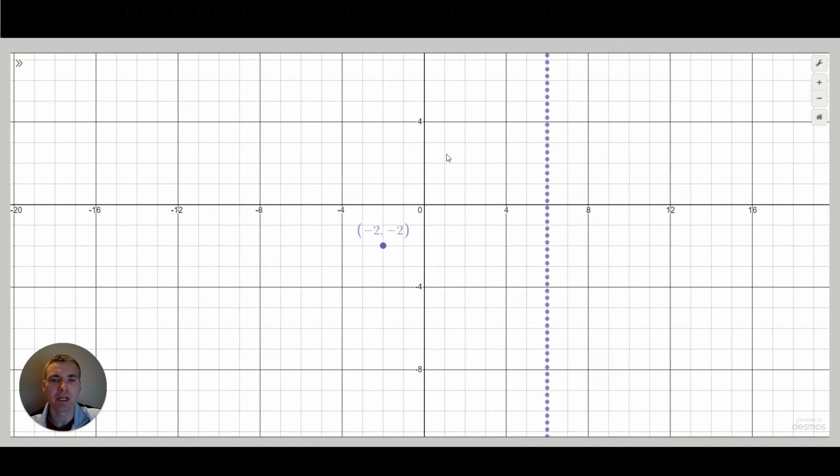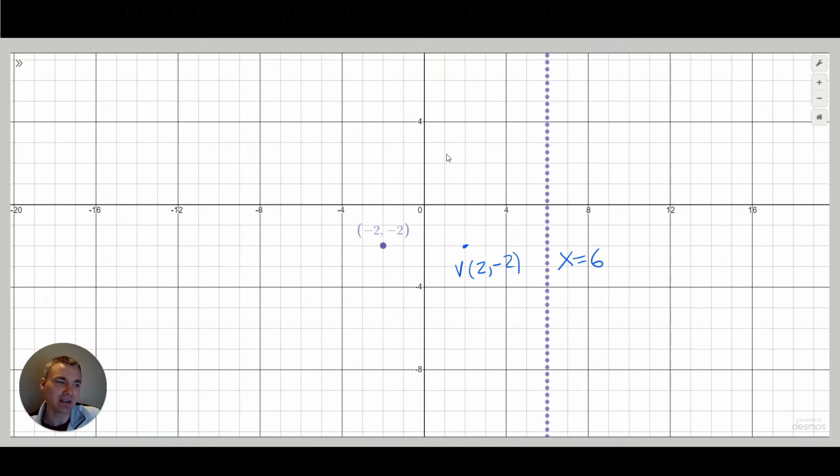Okay, let's say you have to find the equation for a parabola given its focus and directrix. Well, the first thing you need to realize is that the vertex is halfway between the focus and the directrix. So our focus is at (-2, -2), and the directrix is the line x equals 6. If the vertex is halfway in between, you just take the average of -2 and 6, you get 2, and it keeps that same y coordinate. So my vertex is at (2, -2).